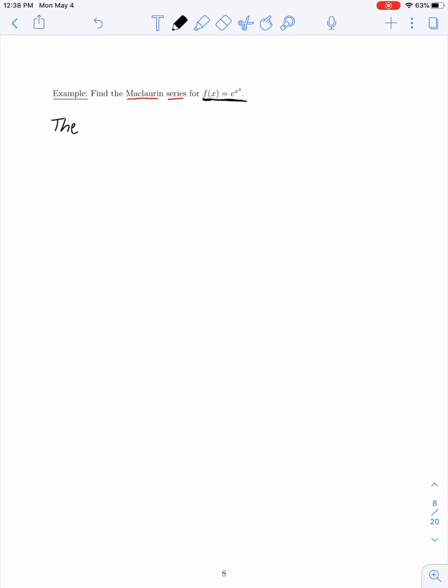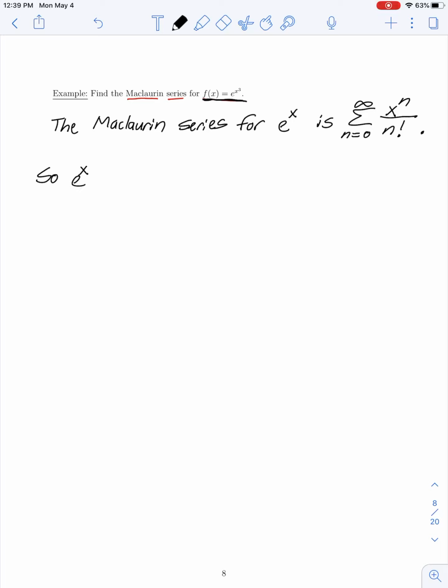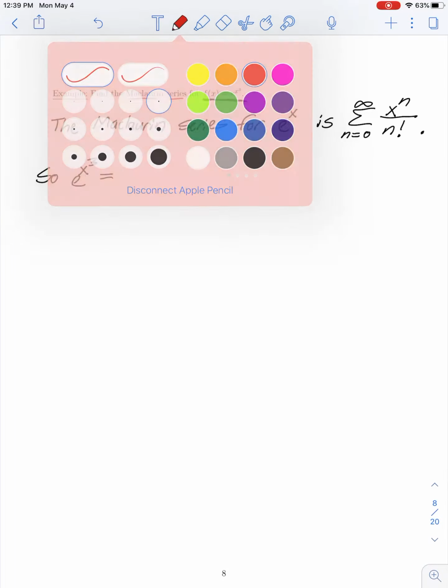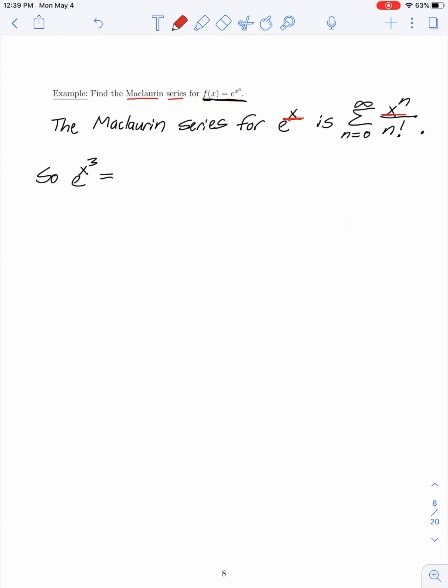So let's recall the Maclaurin series for e to the x, which was the sum from n equals 0 to infinity of x to the n divided by n factorial. So if I'm looking for e to the x cubed, well, I can just replace my x in the Maclaurin series for e to the x with an x cubed instead.